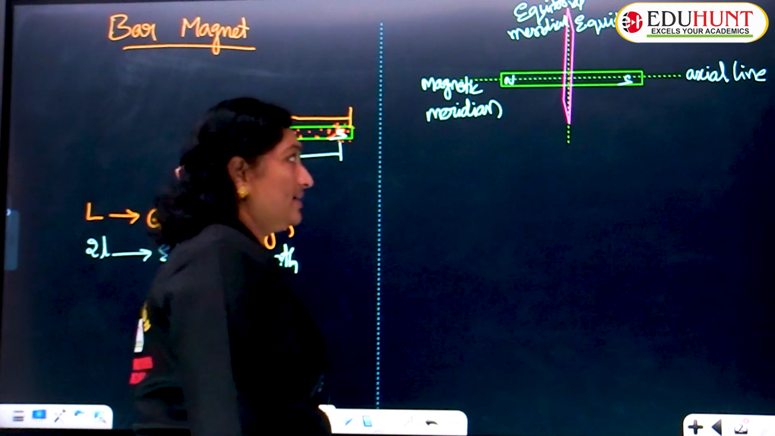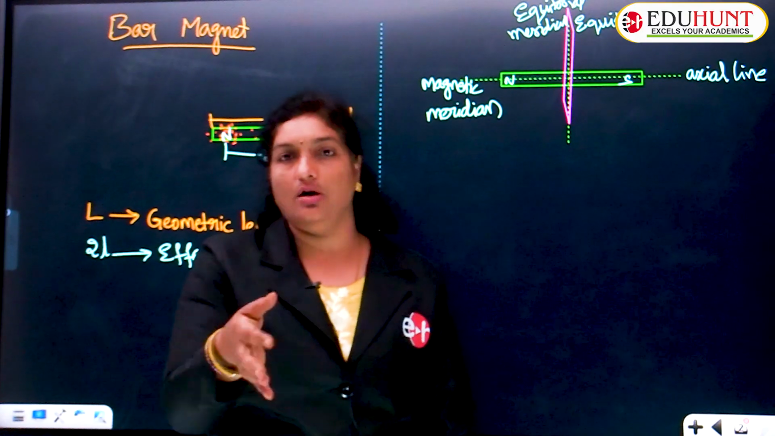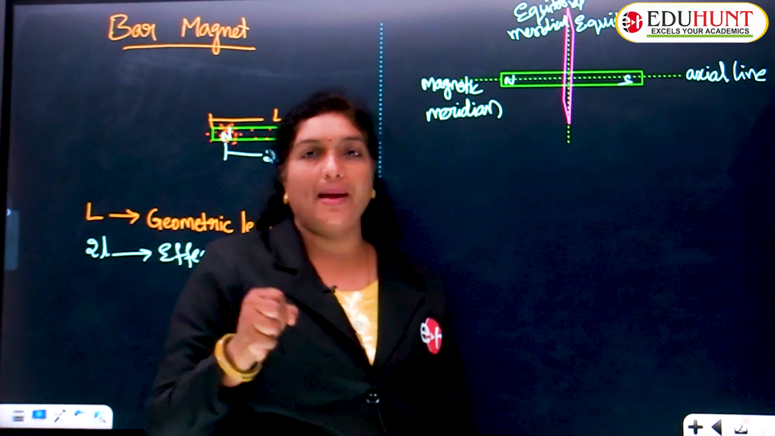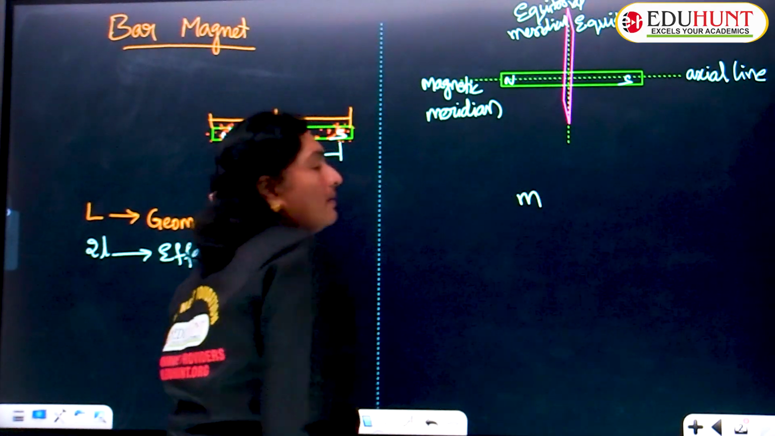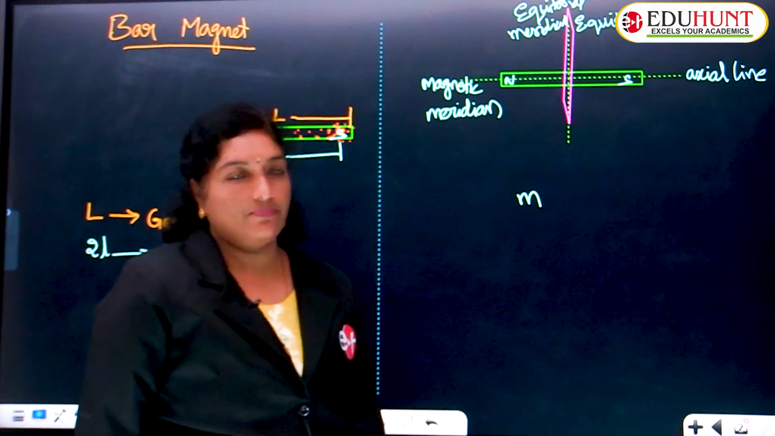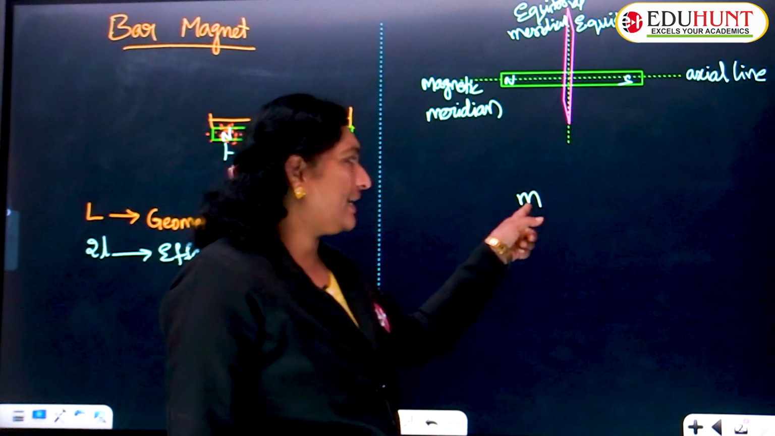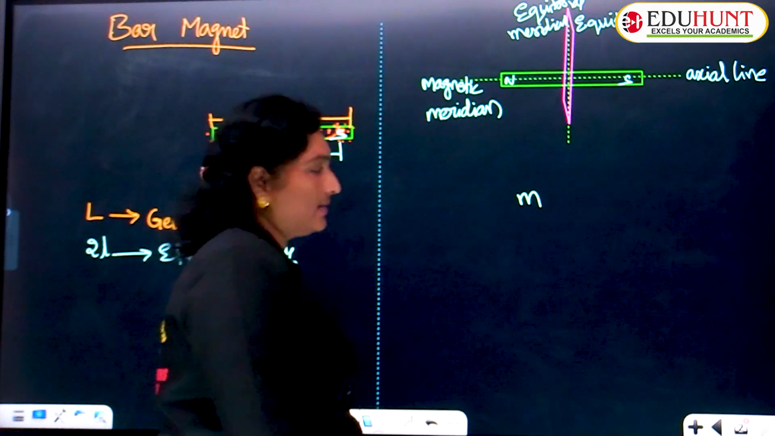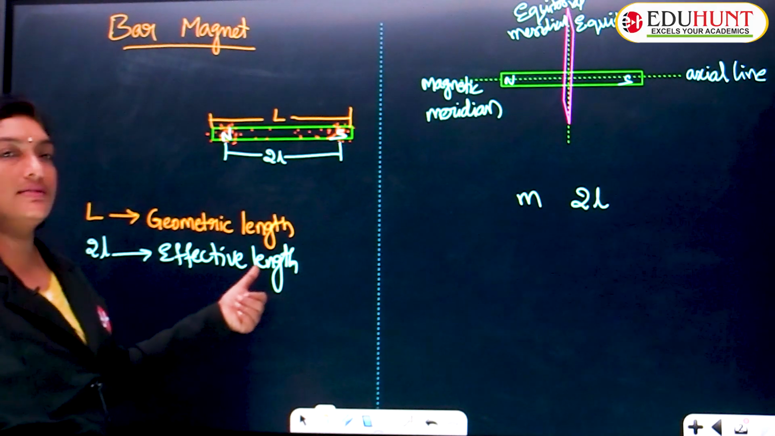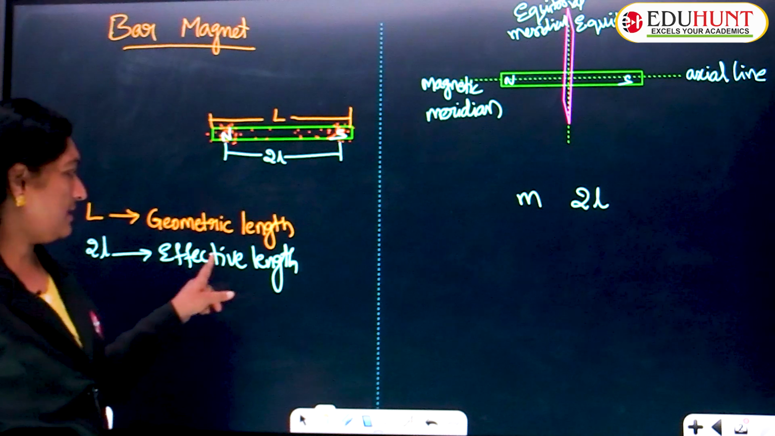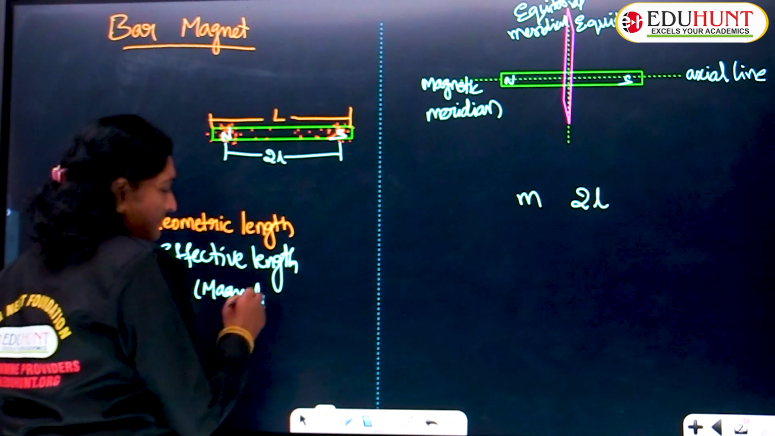One more thing you need to know, children. Every pole possesses some strength of attraction or repulsion. Every pole possesses some magnetic power, and that is called pole strength, indicated with the letter small m. So, what is a small m? Small m indicates the pole strength of a bar magnet. And as I said earlier, that is 2L. What is 2L? 2L indicates the magnetic length, the effective length of a bar magnet, or simply magnetic length, actual length.